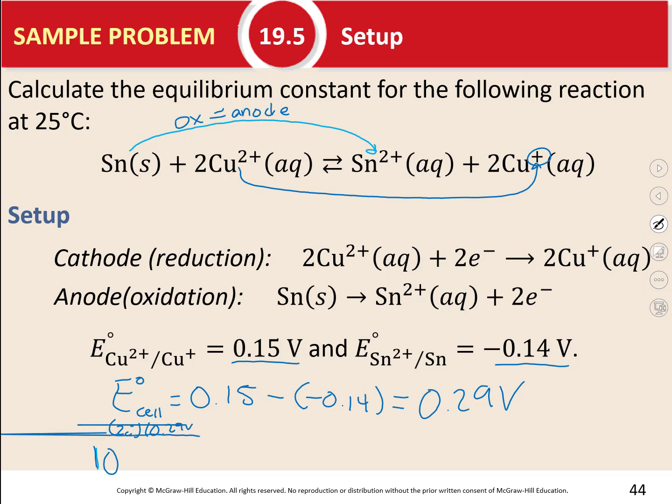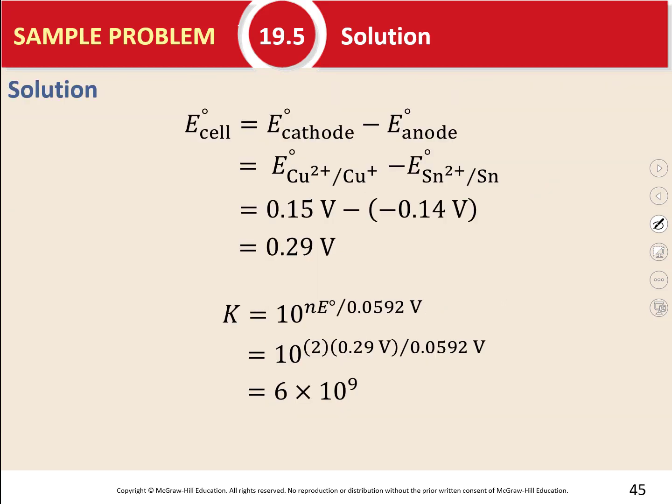All divided by, you know what? I'm just going to show you. 10 to the N E standard divided by the 0.0592. So there's the 2 electrons there. There's the E standard cell we just found, divided by the 0.0592 volts. So make sure all of this is inside of the power of 10. And you should get 6 times 10 to the 9th as our K.